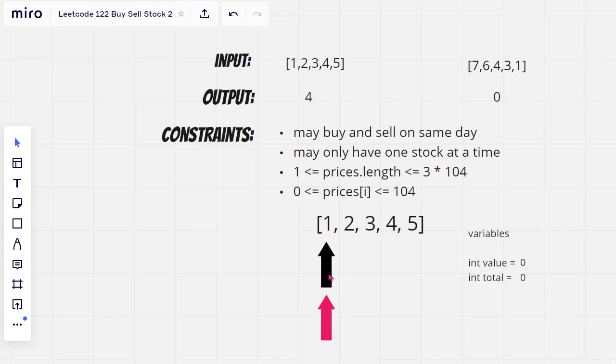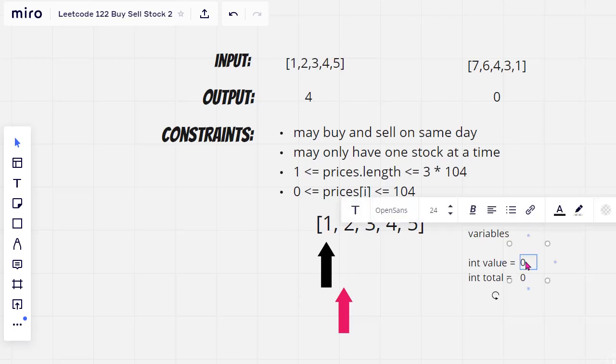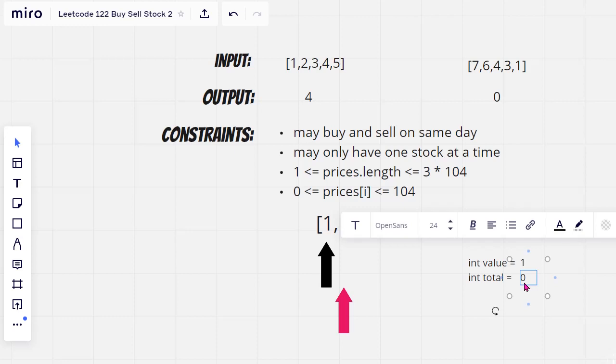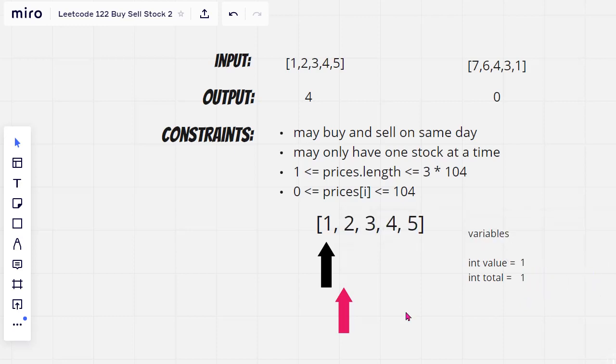And so we'll start off with both of our iterators at the front of the array. The second iterator will actually be at the next day. So we can compare the price of the second day versus the price of the first day and get the difference. And again, if the difference is greater than 0, we're going to go ahead and add that to our total. So for this example, the value is 1, and we're going to add that to the total since it's greater than 0. And our total so far will be 1.